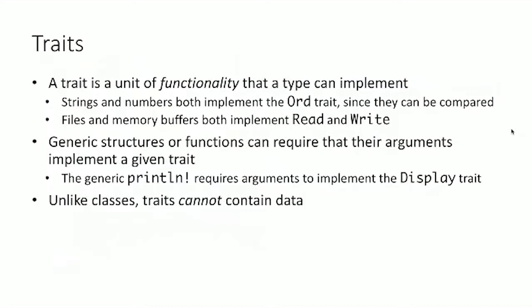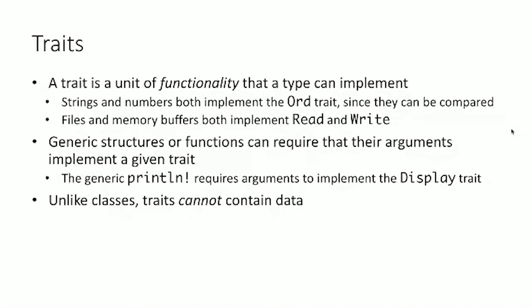Now, this is not exactly the same thing as a class. Traits don't contain any data on their own. Traits are more like interfaces than anything else, except they're slightly different because with an interface, you have to define that a class implements that trait, or interface in this case. You have to say, when you're defining your class, this implements these things. Whereas with traits, you don't have to do that. You can define a trait anywhere and implement it for any type. That gives you a lot of very powerful features.